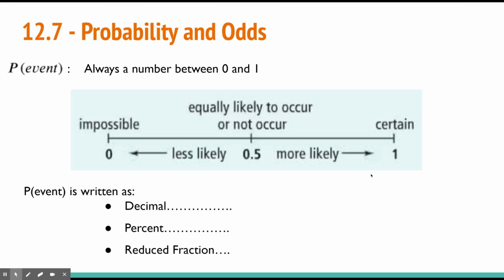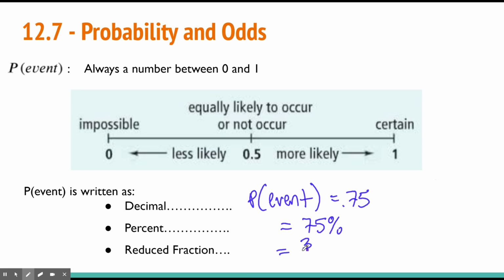We're going to be writing our probabilities in 3 possible ways: decimals, percents, and fractions. We've got to simplify our fractions. So for decimals, maybe the probability of some event is 0.75. How could we write that as a percent? If you remember, to go from decimals to percents, you multiply by 100. That'd be 75%. Finally, as a reduced fraction, you might know this. I hope you know this. You could also write that as 3/4. So we can write our probabilities in any of those 3 ways.